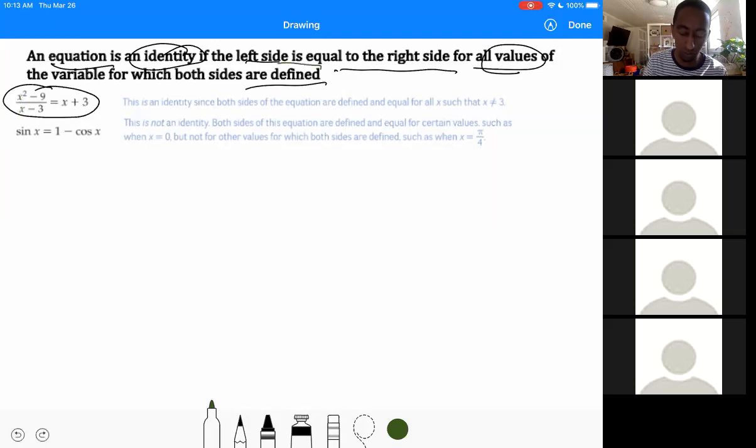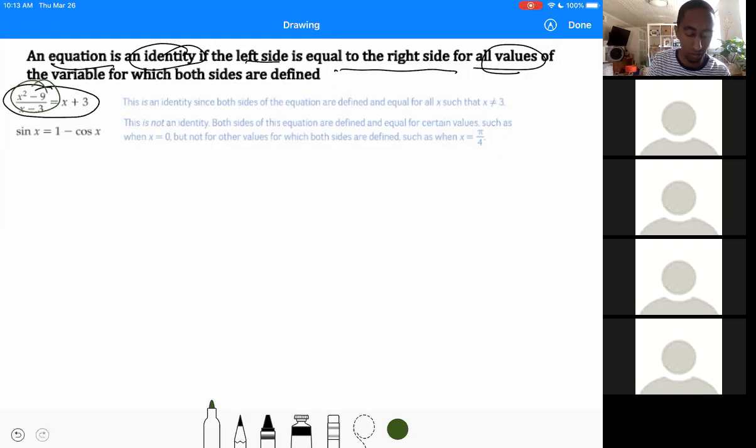The reason why it says where they are defined is because there is one value for which x is not defined. That value will be 3, right? Because if you plug in 3 on the denominator, 3 minus 3 would be 0, and then you will be dividing by 0, and that is undefined. So it can still be an identity if you have some values for which it is undefined, but every other x value would be defined, okay? So by definition, an identity is where the left side equals the right side for all values of x, but you're not including the ones where x is undefined.